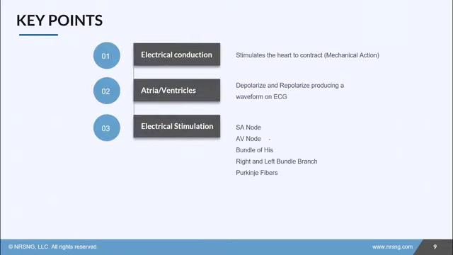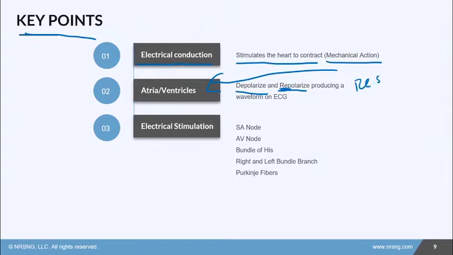So let's do a little recap and review our key points. In order for the heart to contract, we have to have an electrical conduction. The electrical conduction stimulates the heart to contract, which causes the mechanical action. Without electricity, our heart will not contract. The mechanical action affects the atria and the ventricles, and it causes them to depolarize and repolarize. Remember that depolarize means they are contracting, and repolarize means they are resting.